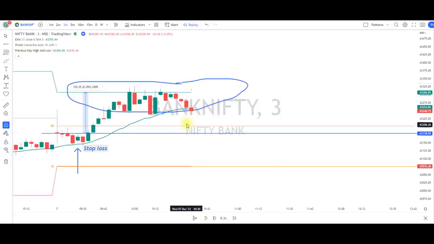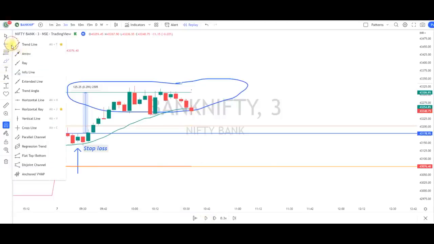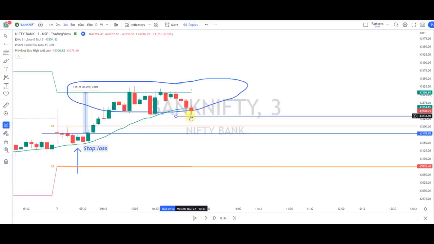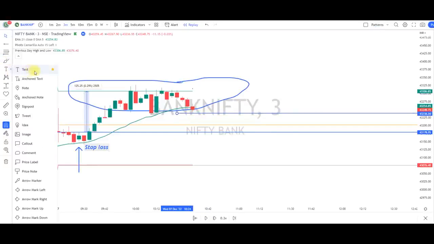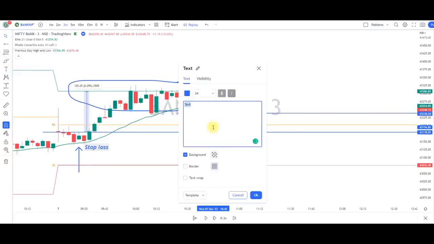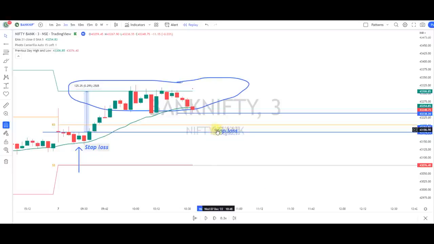So we can enter into the short trade below this red candle, and the stop loss will be again the high of this red candle. So we can enter into the short trade below this red candle. We'll see how this trade is going on.